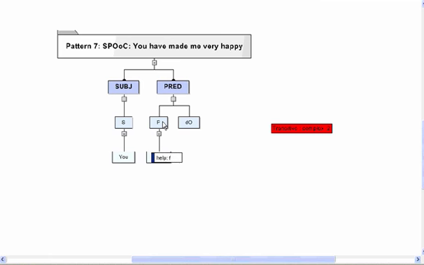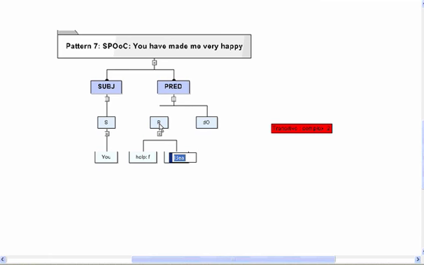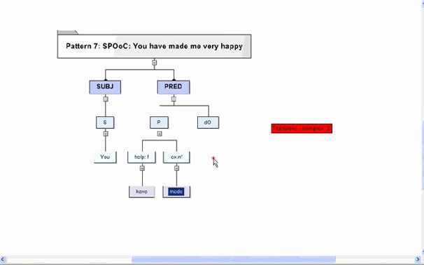Let's work with these two for the time being. We have a helping verb, which is finite, and then we have the lexical verb, which is non-finite. Please remember that the lexical verb is only non-finite because there's also a helping verb here. Had this sentence been "you made me very happy," then the lexical verb would also have been the finite verb, because there would have been only one verb in the predicator. So the helping verb is "have," and the lexical verb is "made."